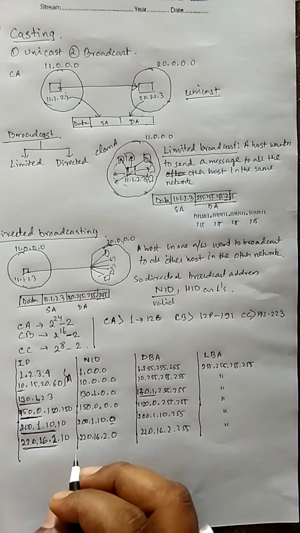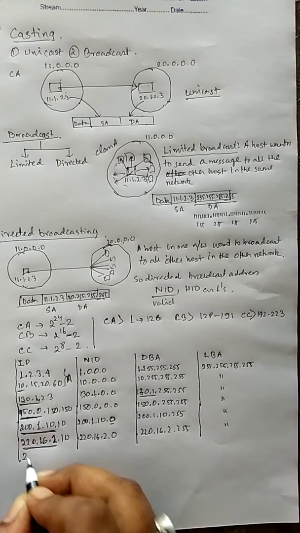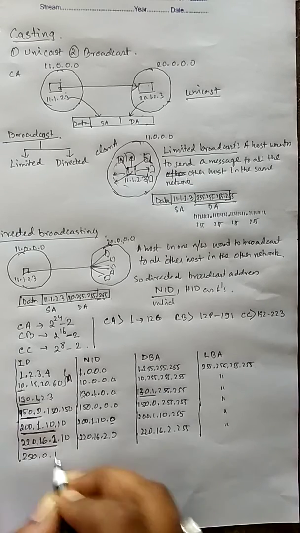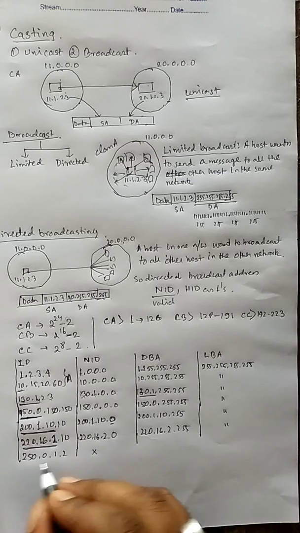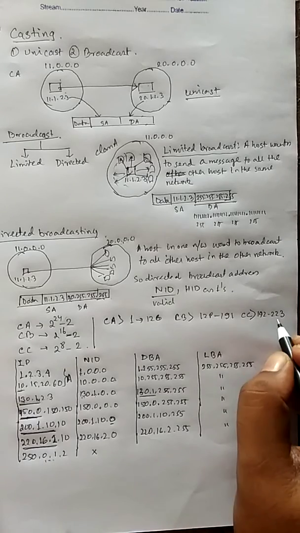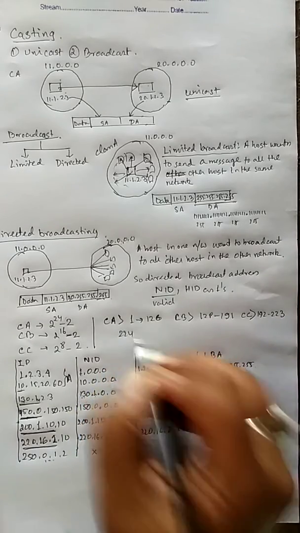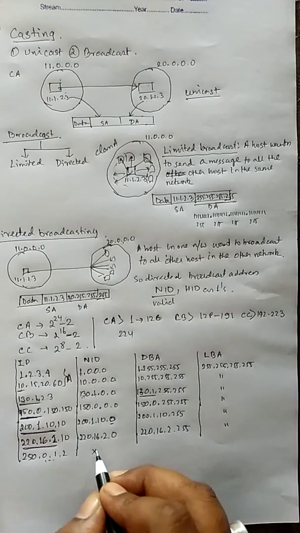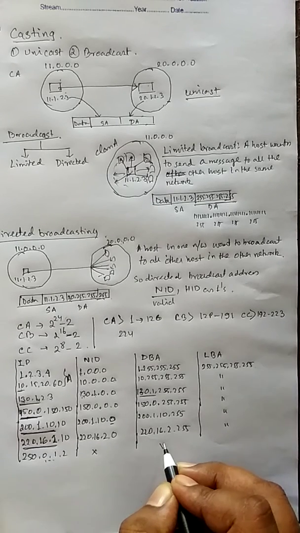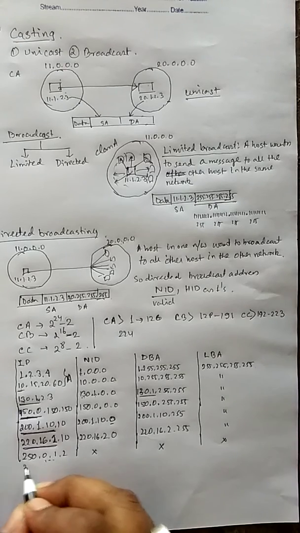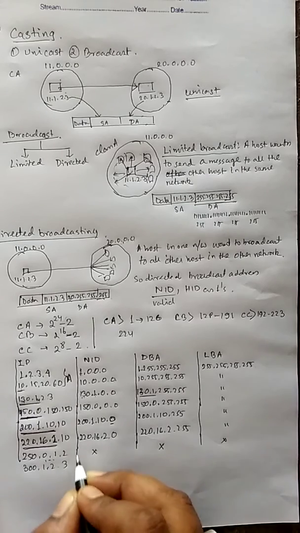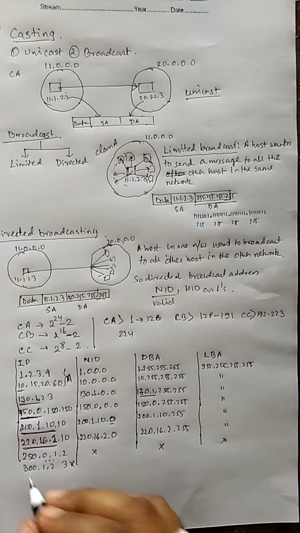Let us take another address, 250.0.1.2. But in this case, there will be no network ID because this comes in the range of class D. Class D addresses start from 224. So there will be no network ID, no directed broadcast address, and no limited broadcast address. Another, let us take 300.1.2.3. Now this address is invalid, because it is totally out of range.